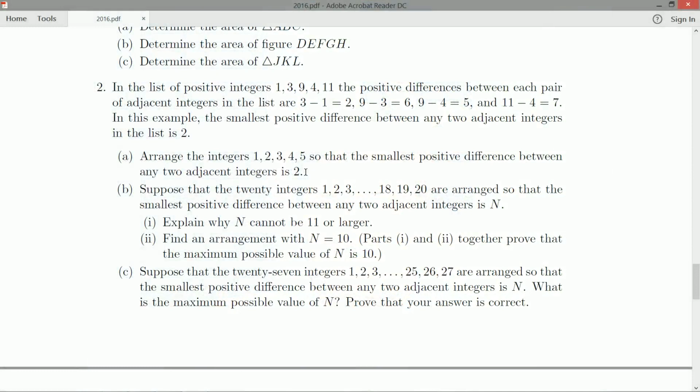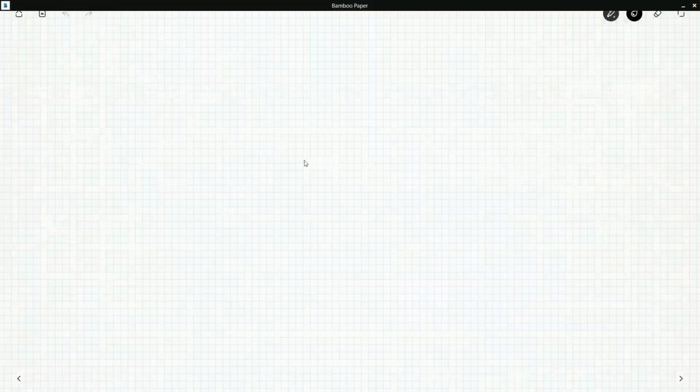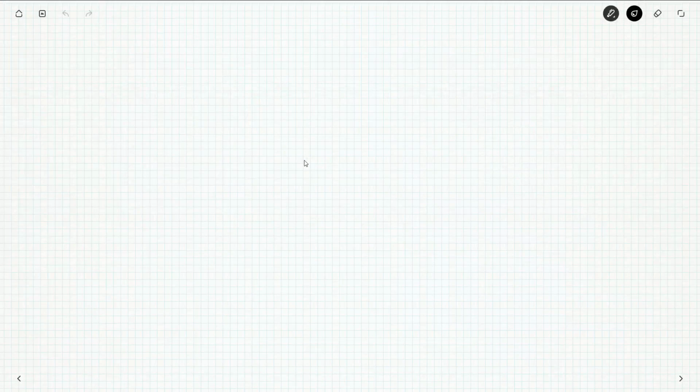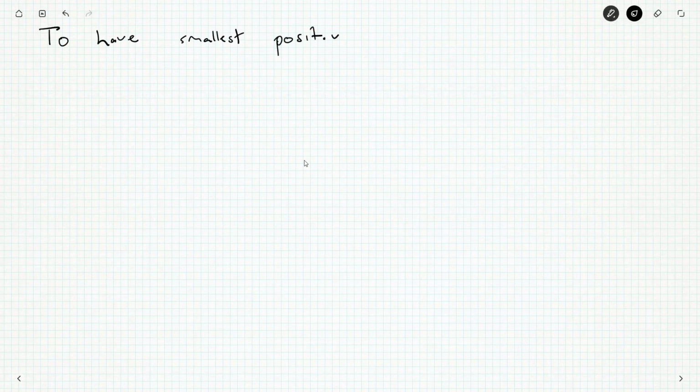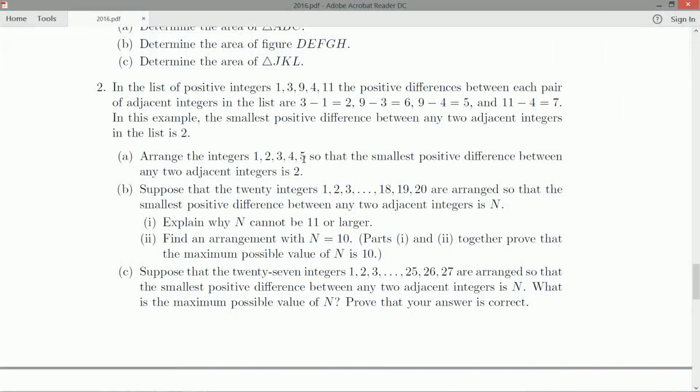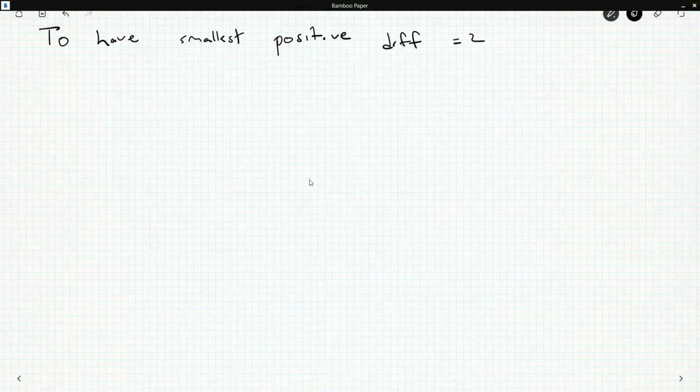There are 120 possible ways to arrange 1, 2, 3, 4, 5, so it's relatively small, and we can probably make this up as we go along. So we want the smallest positive difference to be 2. Really all we need to do is avoid adjacent numbers. We could even make a note of that. I'd have the smallest positive difference be equal to 2.